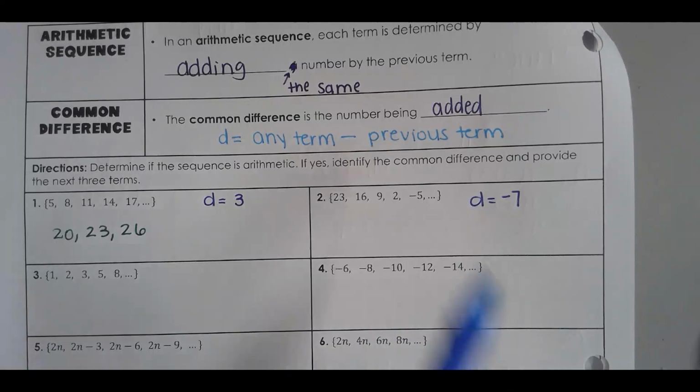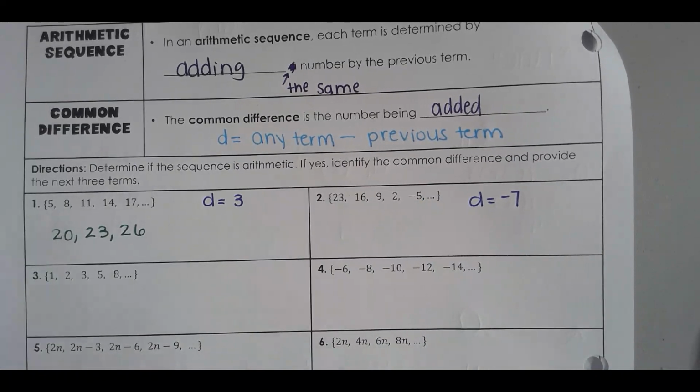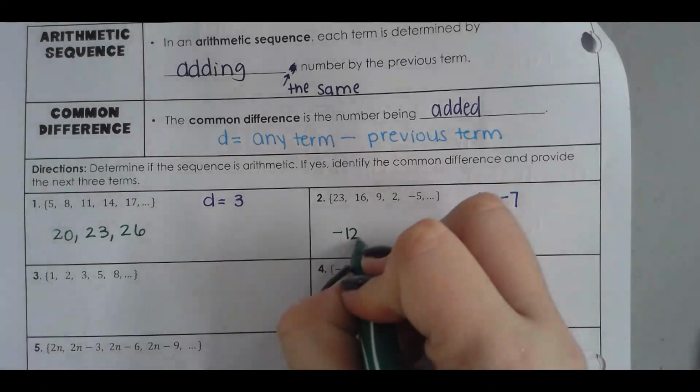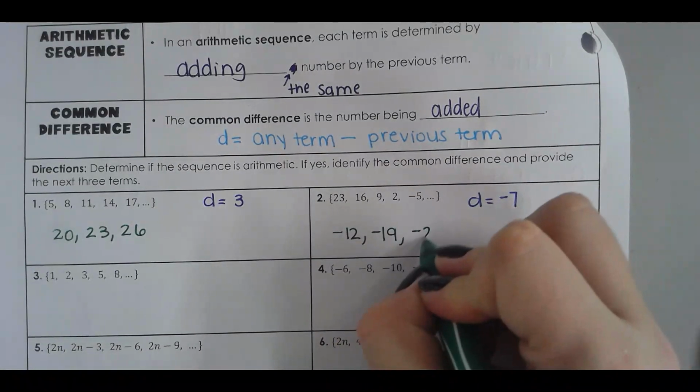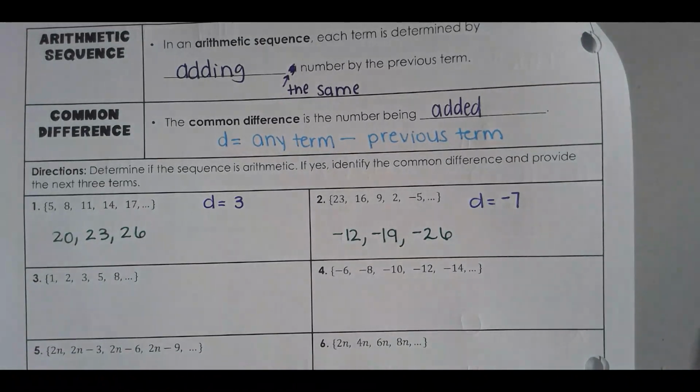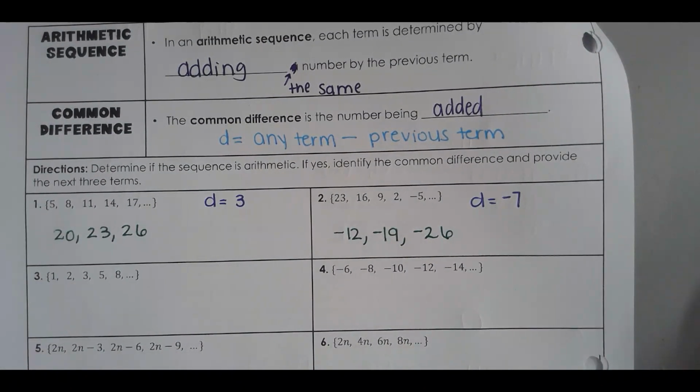What term comes after -5? -12, -19, -26. Very good. I want you to try numbers 3 and 4.